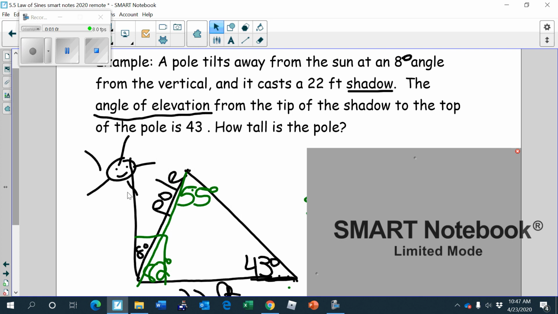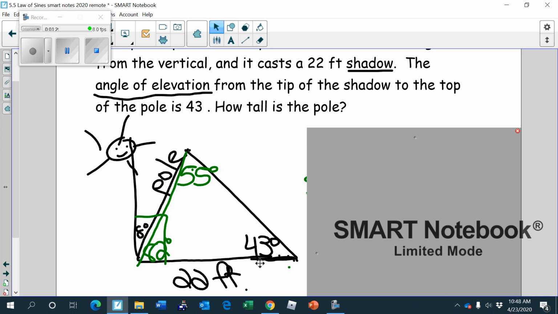So here's my sun. My pole is tilting away from it, right? From the vertical. That just means a vertical line. The wording's confusing, but that just means a vertical line. So the pole tilts away at an 8-degree angle. So there's my 8 degrees. The 22-foot shadow is going to be on the bottom of my triangle right here. And then it says the angle of elevation. Again, that's the bottom corner of the triangle.